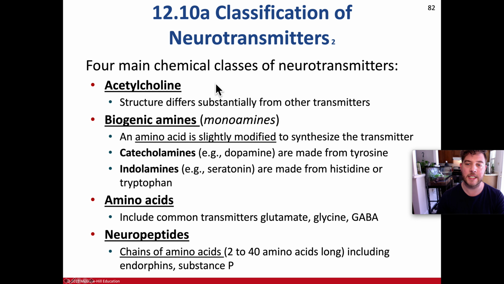So the chemical classes of neurotransmitters: you have acetylcholine, biogenic amines, amino acids, and neuropeptides. We've probably all heard about acetylcholine. We talked about that when we did our muscle lectures. It has a very different structure from other transmitters, so it's in its own little class. Biogenic amines are an amine that has been slightly modified to synthesize the transmitter. This includes your catecholamines, indolamines, made from histidine or tryptophan. These are just different types of amino acids.